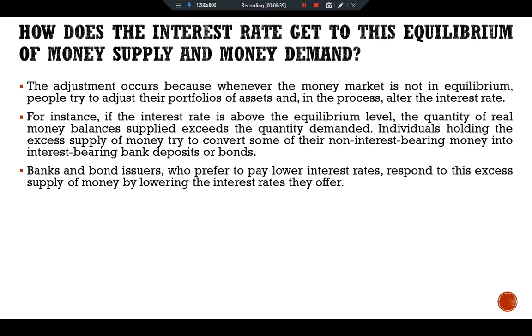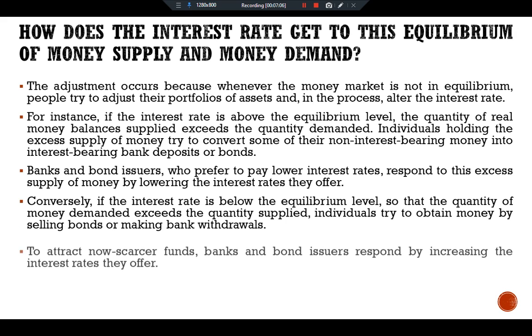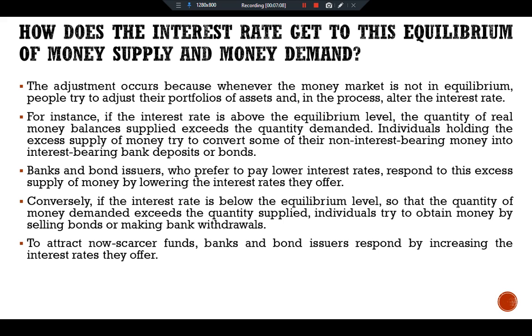Banks and bond issuers who prefer to pay lower interest rates respond to this excess supply of money by lowering the interest rates they offer. Conversely, if the interest rate is below the equilibrium level, so that the quantity of money demanded exceeds the quantity supplied, individuals try to obtain money by selling bonds or making bank withdrawals. To attract new scarce funds, banks and bond issuers respond by increasing the interest rate they offer.